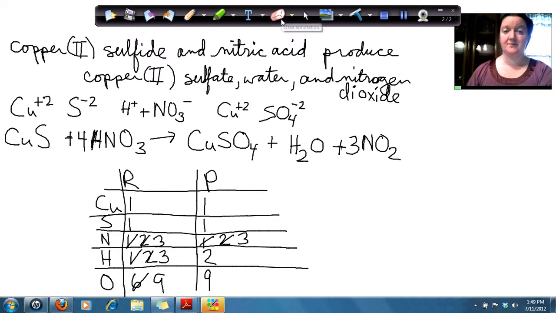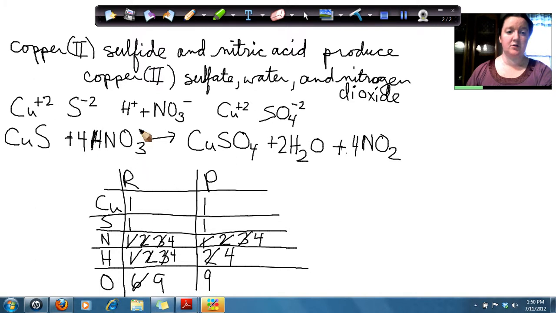balanced out. So let's erase this and put 4 nitrogens over there. So right now I have 4 hydrogens on that side. I need to have 4 hydrogens here, so I'm going to change that to a 4. I also have 4 nitrogens on that side, and I have 4 nitrogens on that side. So let's see if our oxygen's balanced.